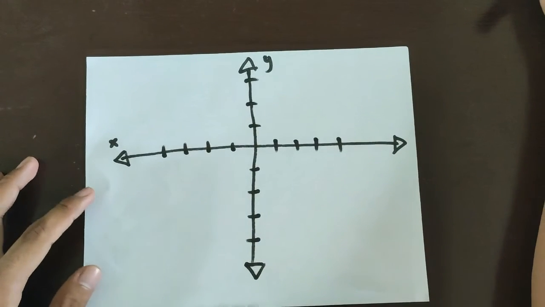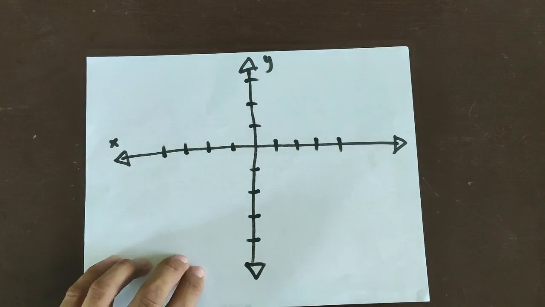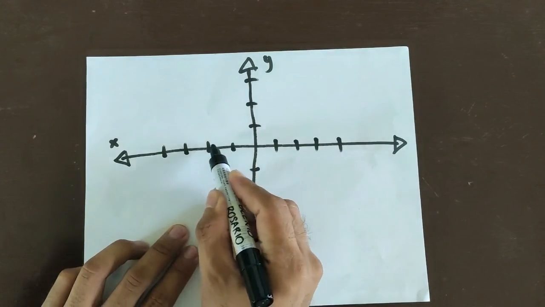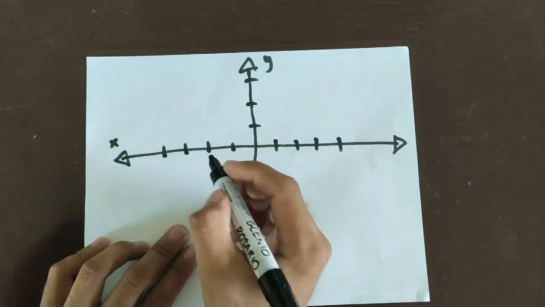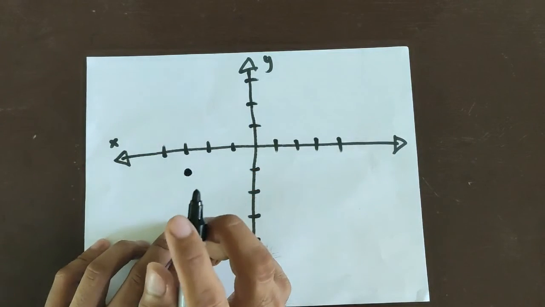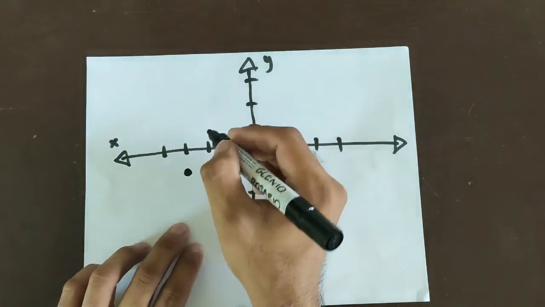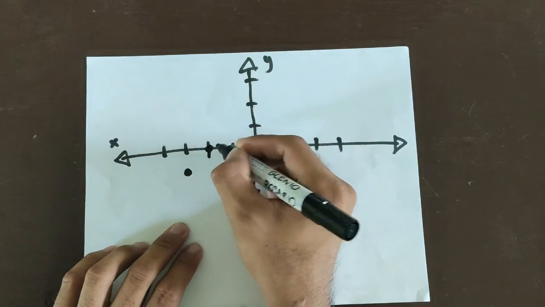So afterwards, since meron na tayong table of values, we will be plotting the points that we have generated sa ating Cartesian plane. So ano yung unang point? We have if x is -3, y will be -1. So -1, -2, -3, -1, and dito yung point. If x is -2, y will be 0. So dito yung point na yun.